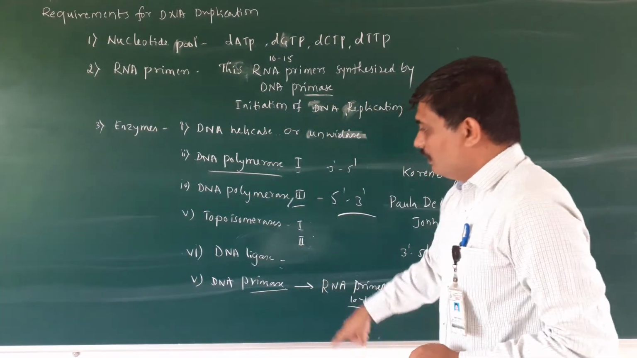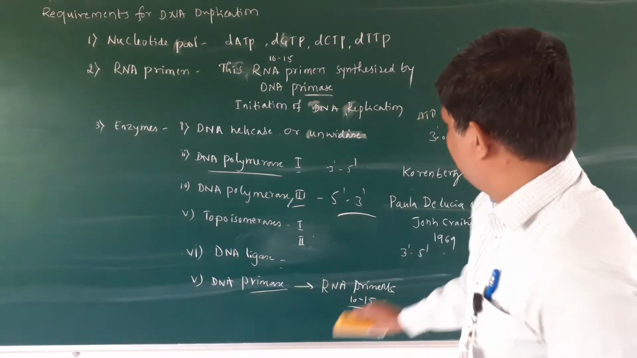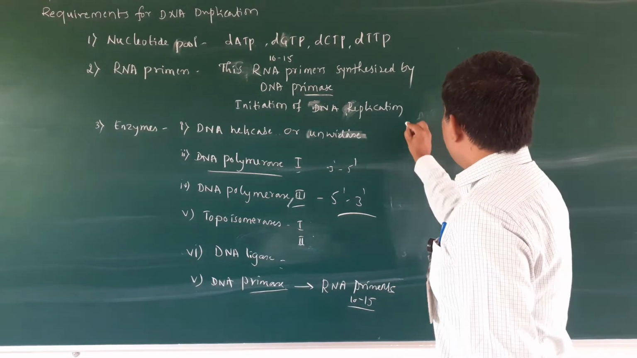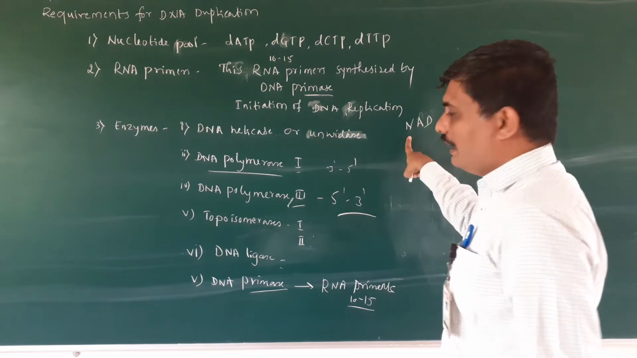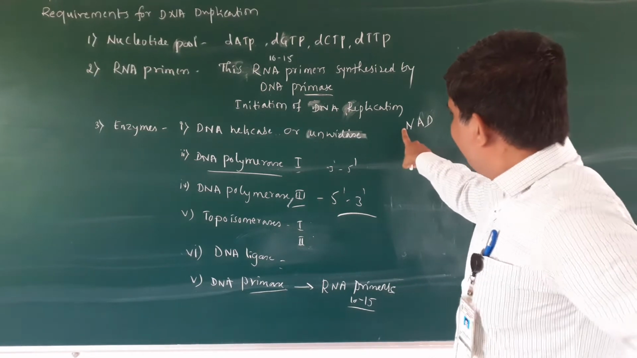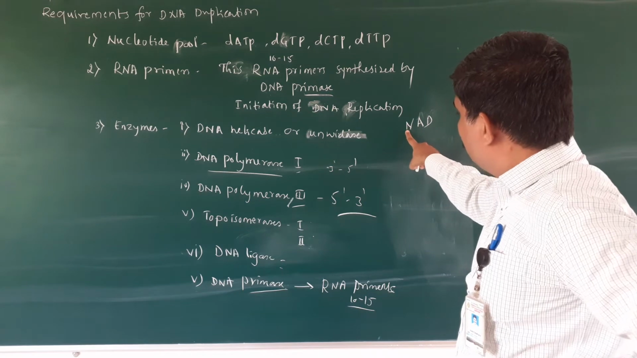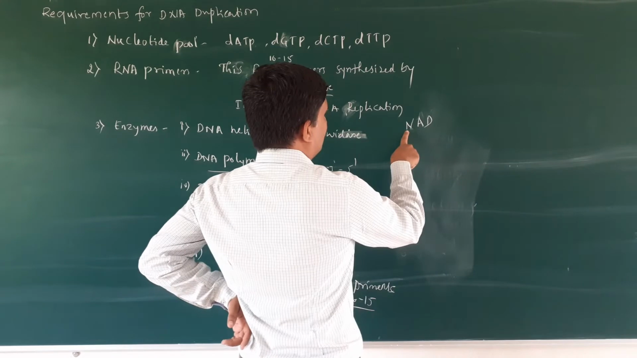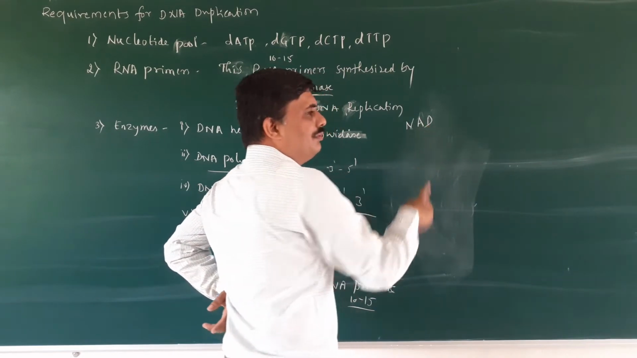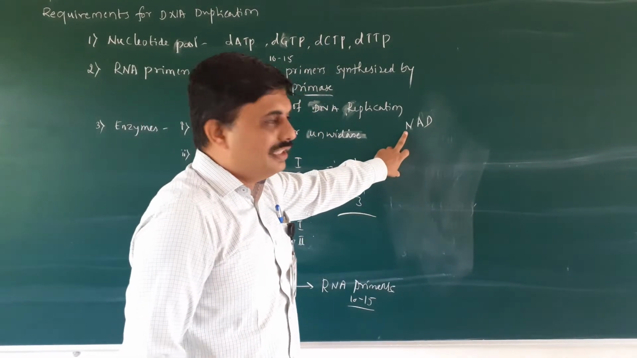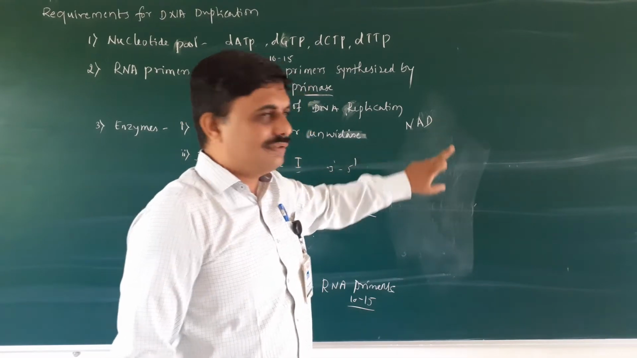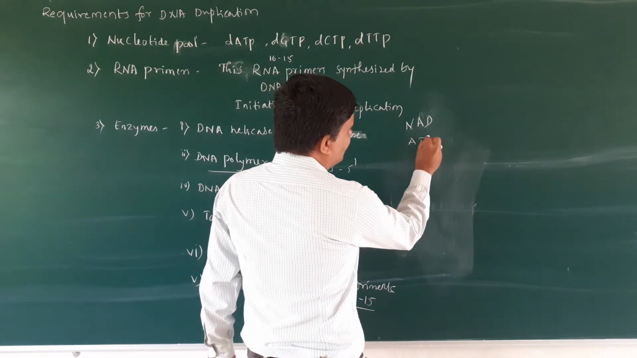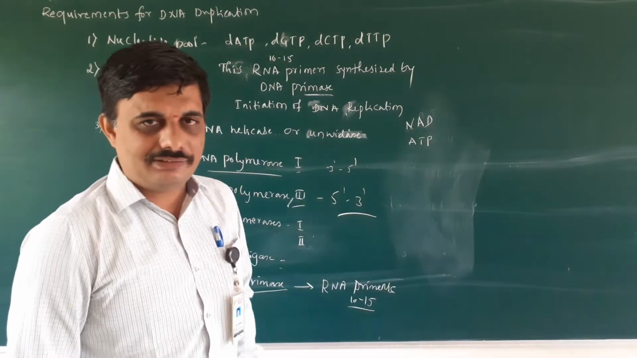What does the DNA ligase do? The DNA ligase enzyme uses NAD in the case of E. coli. NAD is nicotinamide adenine dinucleotide, or sometimes it uses ATP as the energy currency.